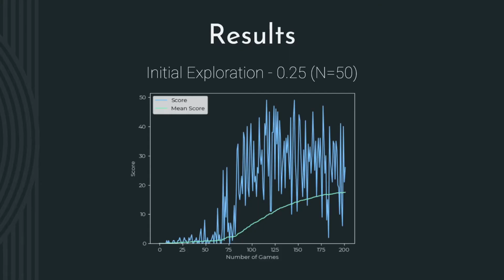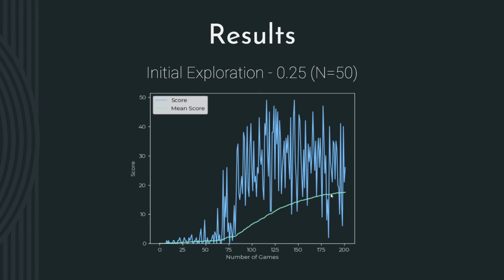If I open up my results over here, you can see that with an initial exploration rate of 0.25, which is just 25%, the snake learned pretty well. I have a mean value of around 17, and I also have a record of around 47. It did pretty well. It just was pretty volatile. But again, it still learned decently well.